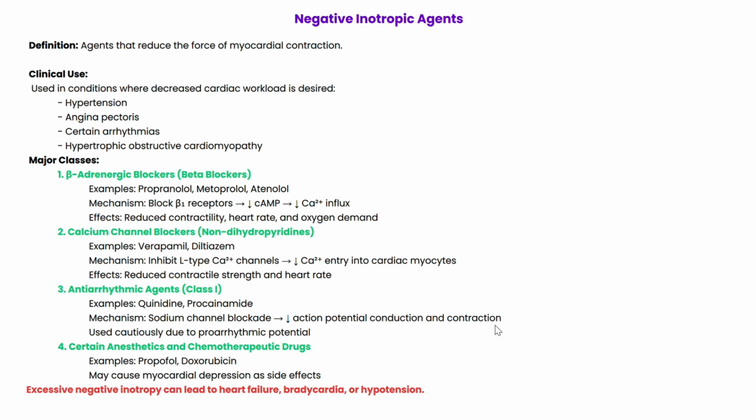Other drugs with negative inotropic effects, some anesthetics like propofol and chemotherapeutics like doxorubicin, may cause myocardial depression as a side effect, reducing contractility and potentially leading to cardiac complications if not monitored. So, while negative inotropes can be helpful, too much suppression of the heart's contractility can cause heart failure, bradycardia, or even low blood pressure. So, dosing and monitoring are critical.